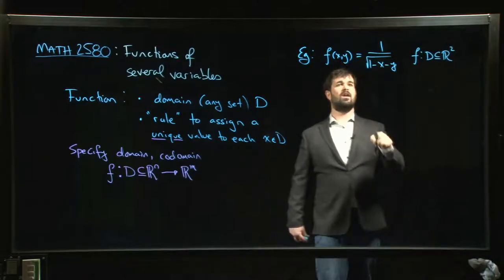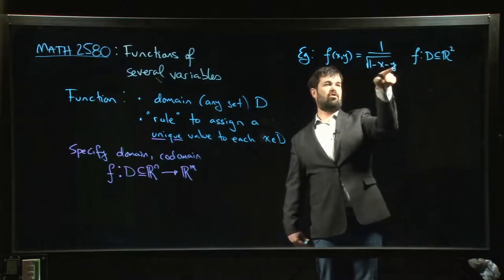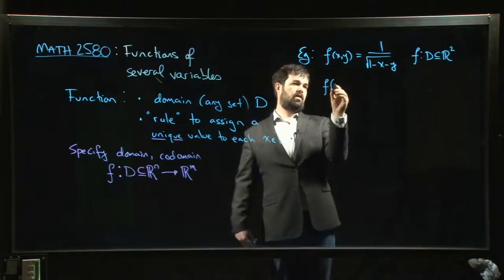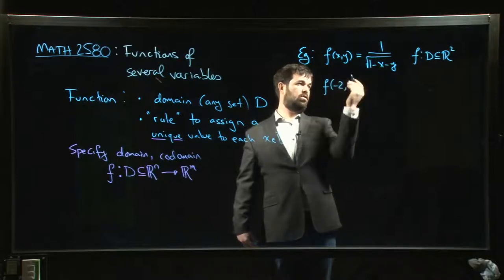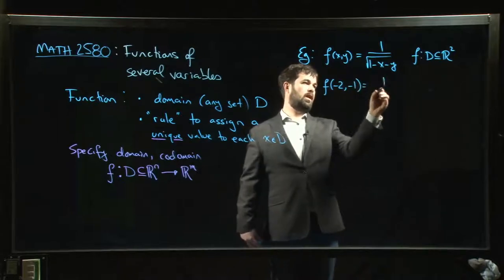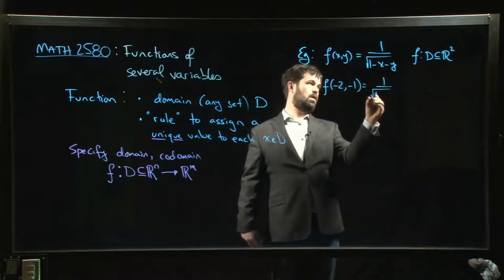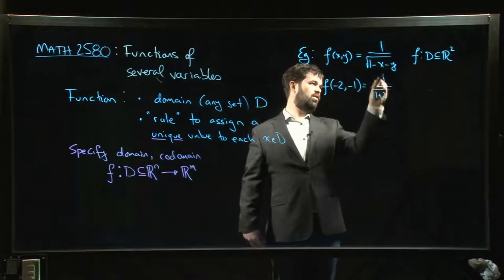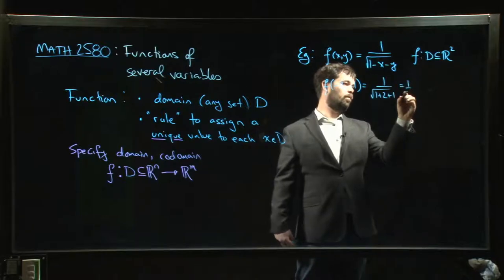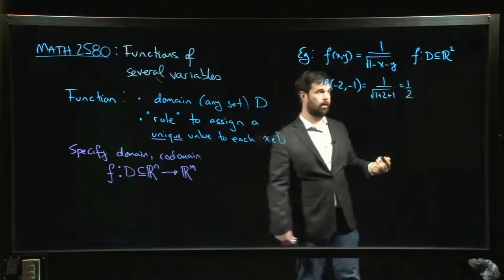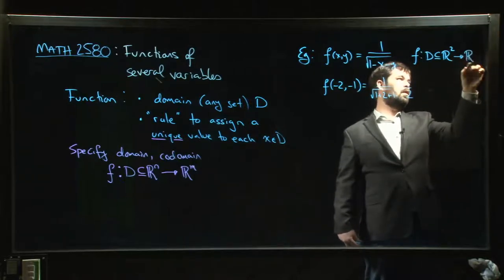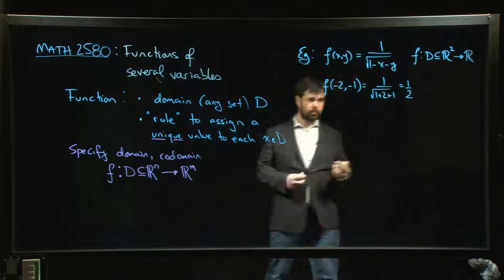What kind of output do I get? Well, this is just a number, right? Once I choose values for x and y, so for example, if I did f of, let's say, minus 2 and, I don't know, minus 1, I'm going to get 1 over the square root of 1 minus minus 2, so plus 2, minus minus 1, plus 1, 1 over the square root of 4, so I get a half, right? I get a number out. So the input is a point in R2. The output is a real number.